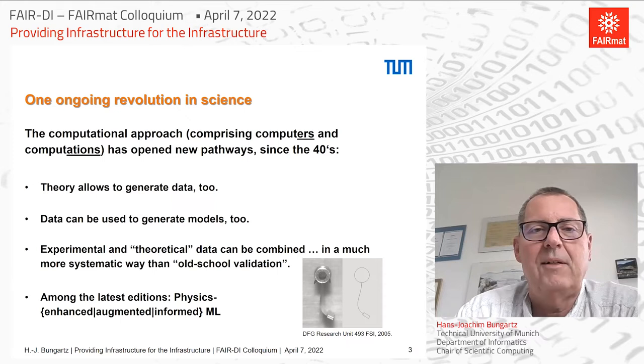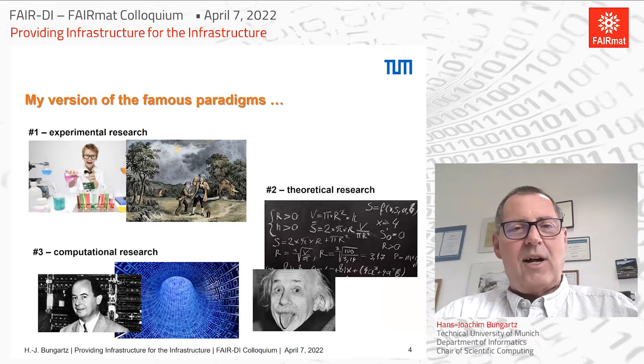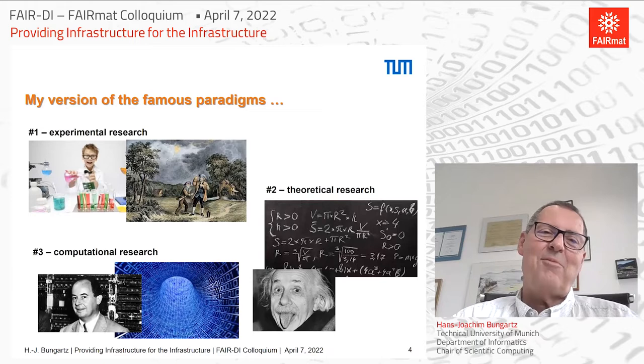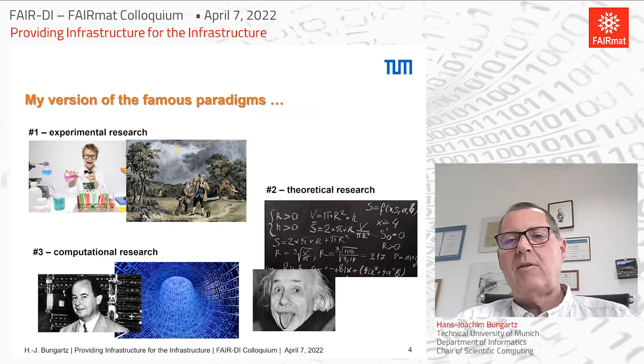Okay, so frequently there's this picture of these paradigms, so kind of basic approaches you can use to get insight into science. So there are the two classical ones. I don't want to discuss or argue about the order. Some say the experiment was first, others say the theory was first. But we agree that there's experimental research, classical one, and there's theoretical research.